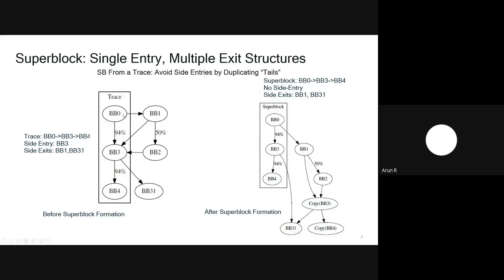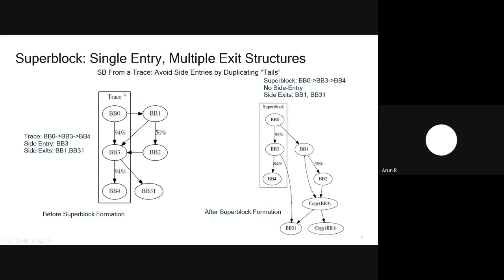So for instance, we assume that bb0 is the most frequently executed basic block. In that case, we'll start with bb0, and among the successors of bb0, bb1 and bb3, bb3 is executed most frequently, so we'll choose this. And from bb3 again we'll choose bb4 because that's the most frequently executed. So this way we will form this trace.